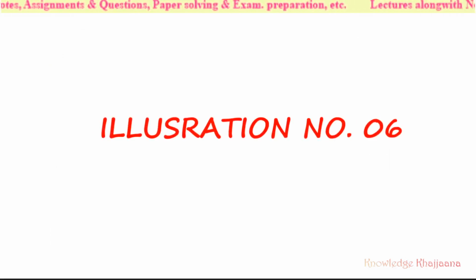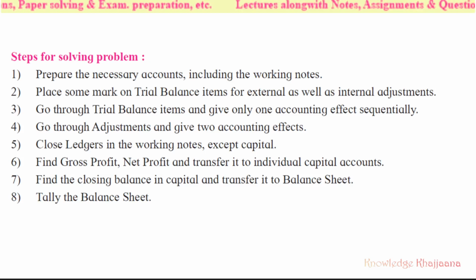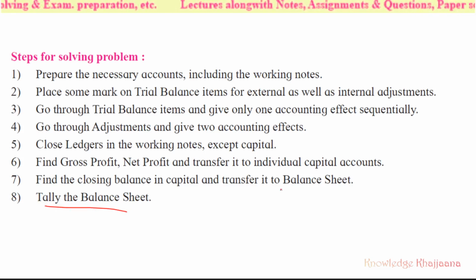Today's illustration number 6. See, as usual, you have to prepare the trading account. Then you have to calculate the gross profit. Then you have to take gross profit to the profit and loss account. Then you have to calculate the net profit. You have to transfer that net profit to the partners' capital accounts or to the balance sheet. Then you have to tally the balance sheet, and that is the end of the solution.